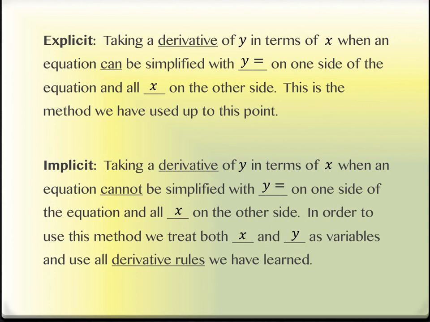Implicit differentiation happens when we have x's and y's on the same side of the equation together. Okay? So in particular, these are usually not functions, or even if they are, they're sometimes just not easy to solve for y. So these are taking derivatives of y in terms of x when it cannot be simplified with y equals on the other side. Sometimes it can be, it's just easier to do it this way, by the way. And we'll see one of those at some point in our 2.5 as well. In order to do this method, we treat both x and y as variables, and we use all the derivative rules we have learned.